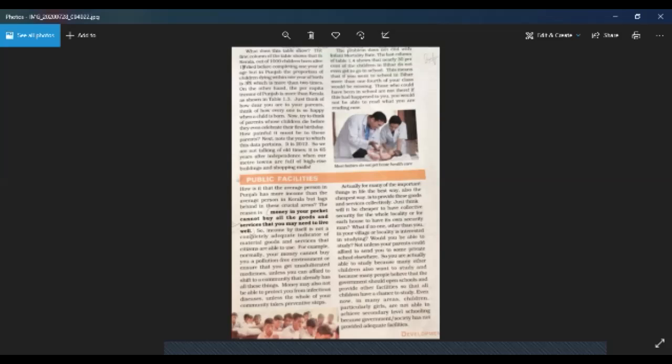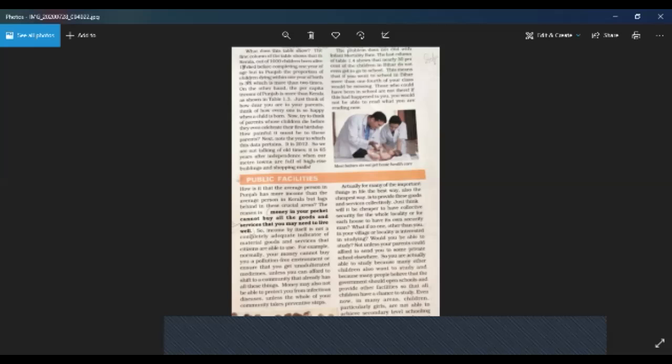Right, see. On the other hand, the per capita income of Haryana is more than Kerala, as shown in table 1.3, on the top of the page. 1,62,034 is Haryana's income, and Kerala's income is 1,55,516 per capita income. I am talking of per capita income, right?